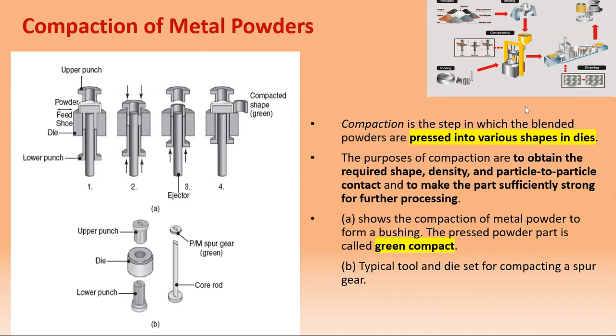Once the powder is ready after mixing, they go into compacting, the process to get the shape that they want. The powder is pressed into various shapes in dies. The purpose of compacting is to obtain the required shape, density, and particle-to-particle contact. And once you finish the compacting or pressing process, you get the green compact.